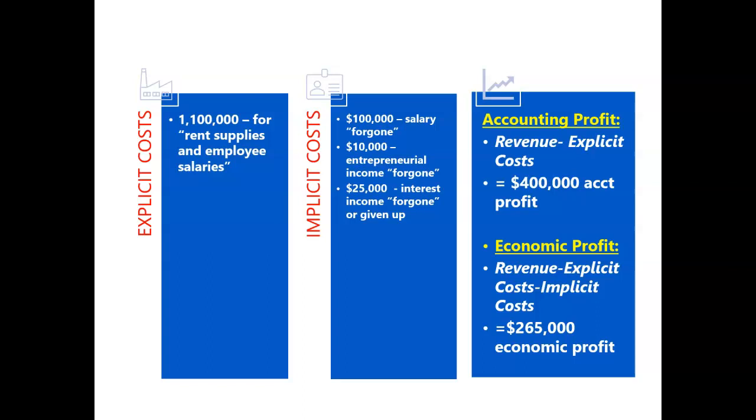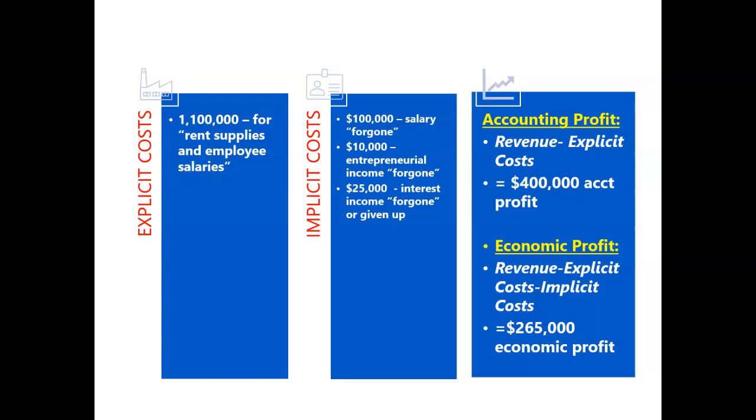And if we total all of those up, it's $135,000, those are her implicit costs. So when I figure out on the right, what is my accounting profit, which is revenue minus explicit costs, she has $400,000 of accounting profit. So the accountant says, you should totally do this business. It's a great idea, really good idea. The economist says, wait a minute, we have more costs. Your profit really isn't that high because you're giving up some things.